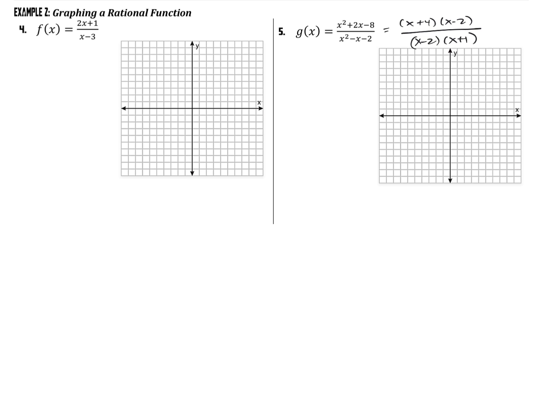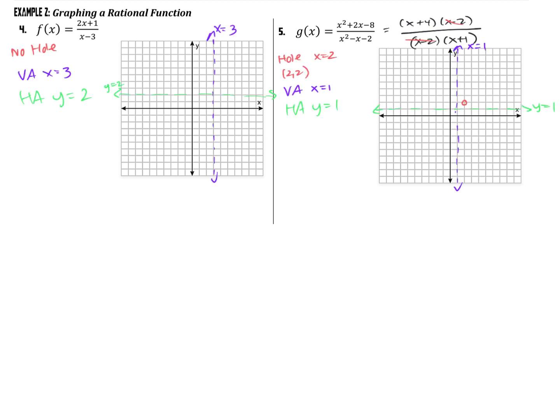Now, before we even jump into graphing, I want you to first identify whether or not there are any holes and what the asymptotes are, and then graph those asymptotes on your graph as dotted lines. So go ahead and pause the video and do that on both number 4 and number 5. All right, so on number 4, there's no hole. There's a vertical asymptote when x equals 3 and a horizontal asymptote when y is equal to 2.